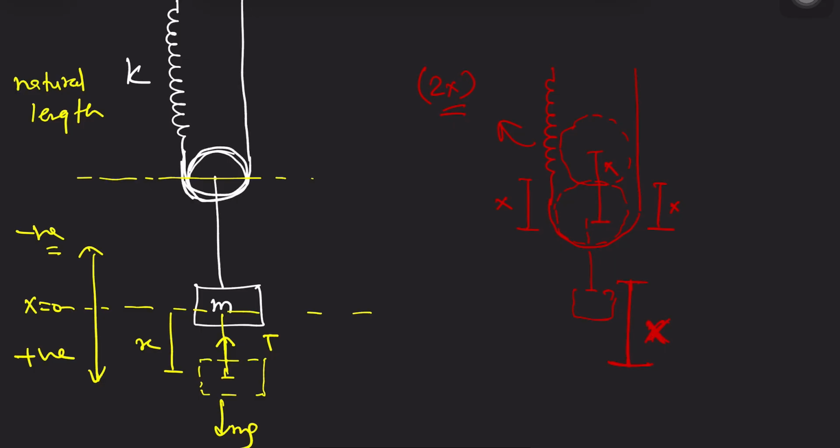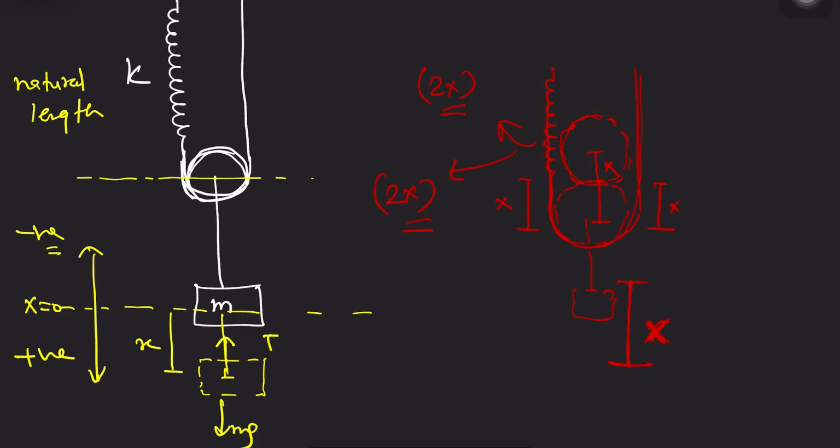Or if we pull the block by x, we are going to see an elongation of 2x in the spring. Okay, so both ways you can understand. If I take the pulley up and want to make this combination tight, I have to compress this spring, because the string can't change its length. Only then will this length become equal to this, because this end is fixed.